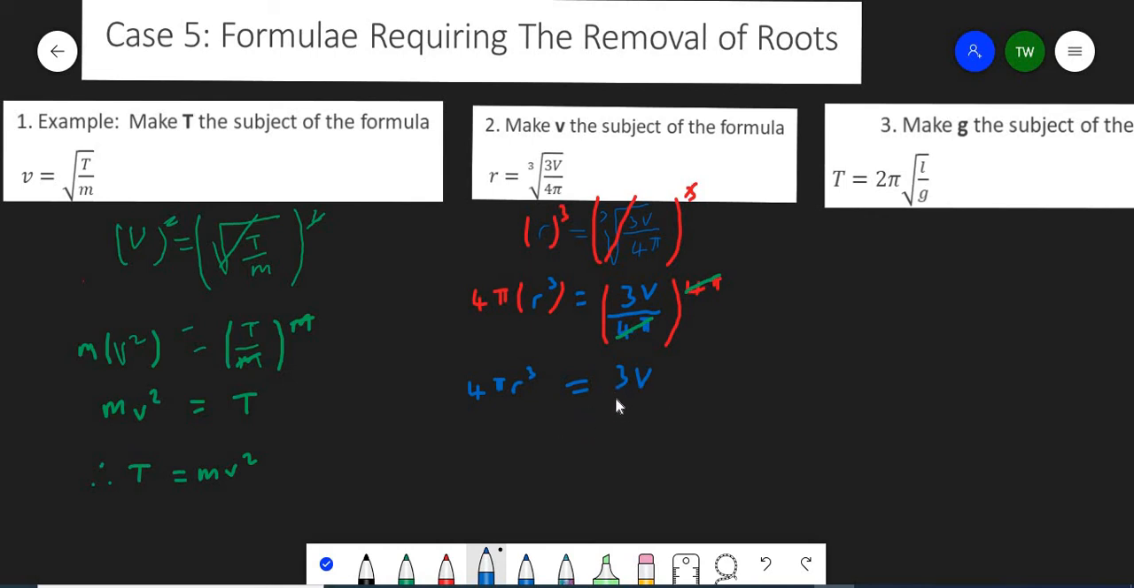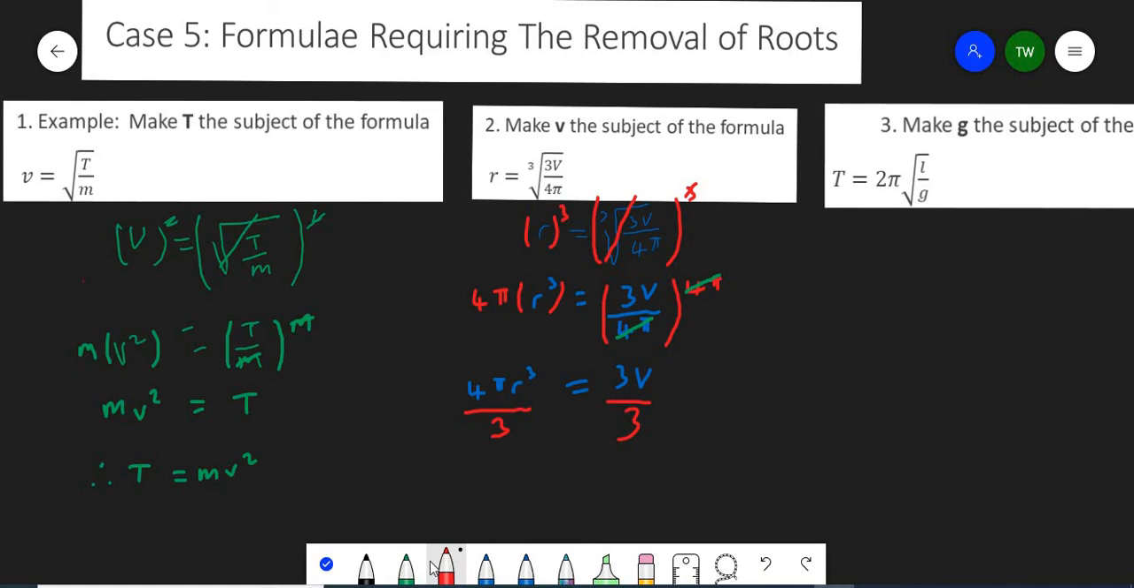Right? Now, you pause again. You want to make v the subject. What is happening to the v? The v here is being multiplied by 3. So what you need to do is to transfer this 3 to the other side of the formula. And how can you transfer 3 to the other side of the formula? By doing the opposite, which is to divide both sides by 3. So we're going to divide this side by 3. And we're also going to divide this side by 3.